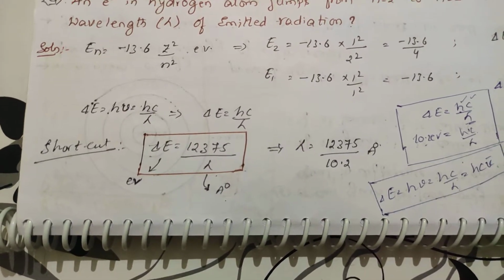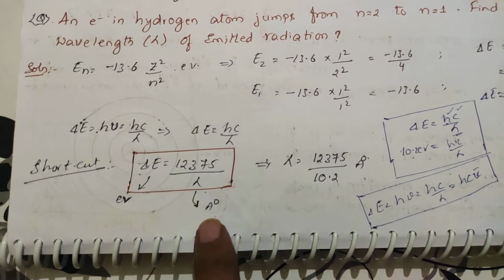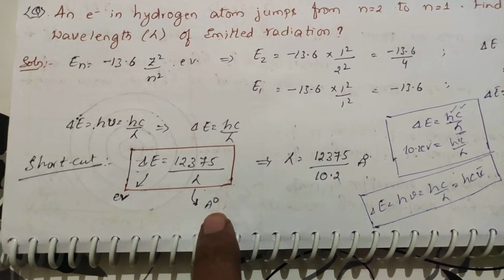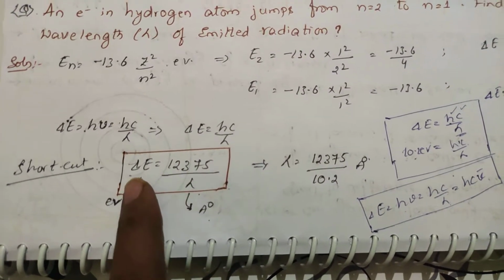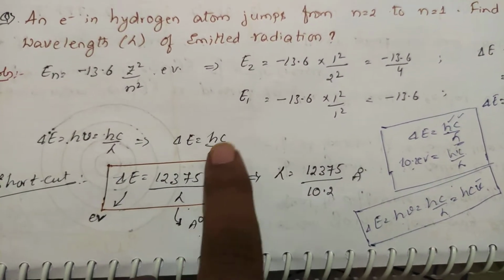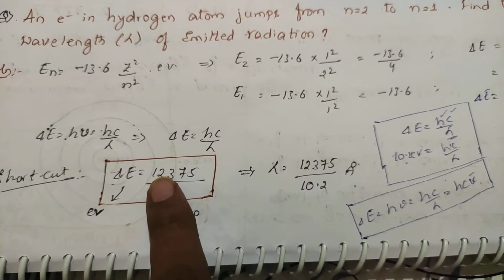Only the wavelength is changing. So whenever delta E is in electron volts and lambda is the wavelength in Angstroms, lambda is nothing but wavelength. Whenever this has been mentioned in Angstroms, you can use this formula directly because these are constant values. After calculating that, you will get a simple number: 1, 2, 3, 4, 5.